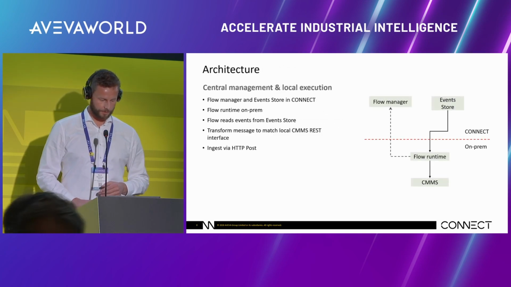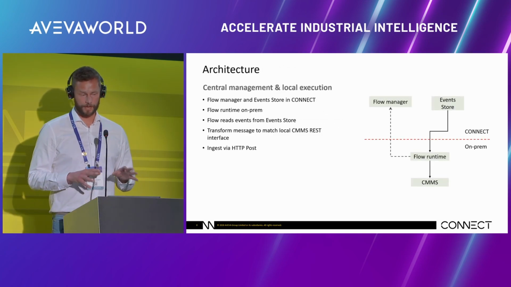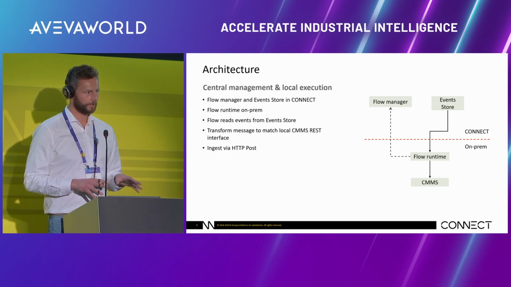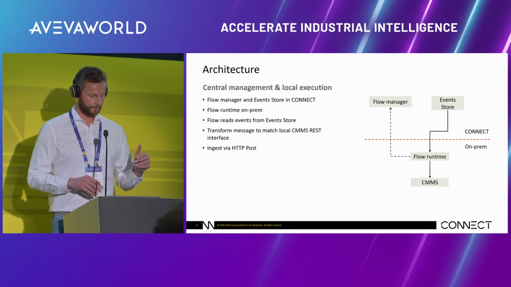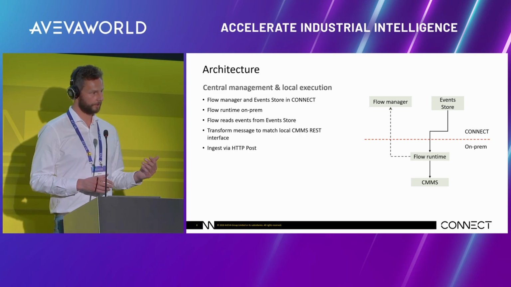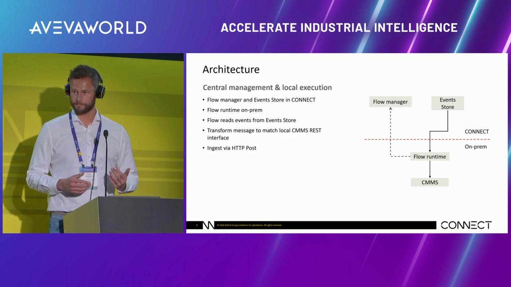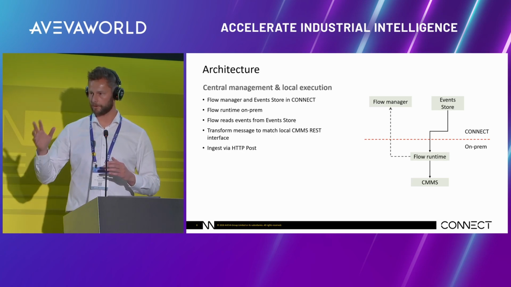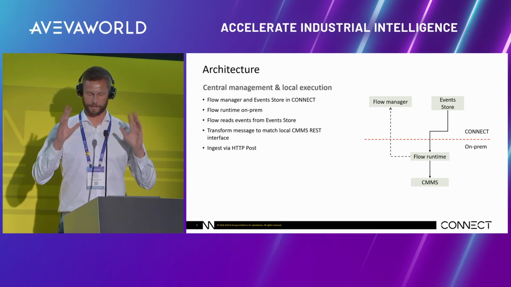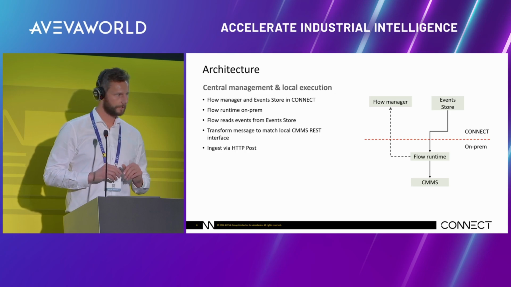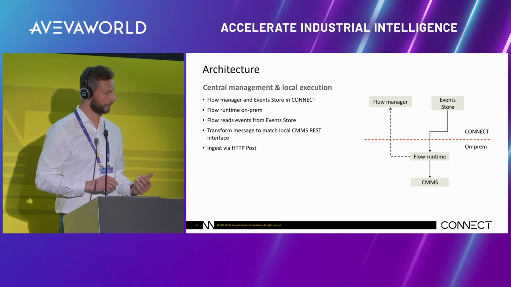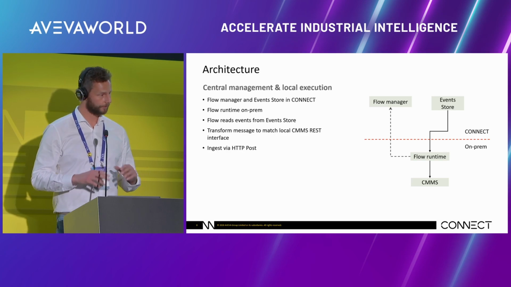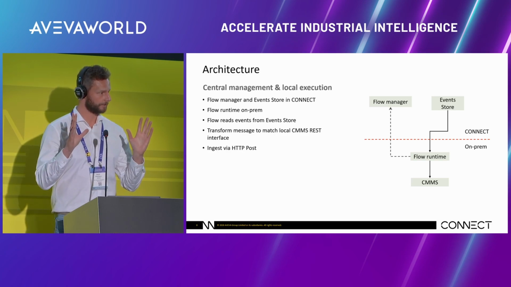So I mentioned at the beginning that we will talk a little bit about the architecture, and I think this is important to really understand the concept and how this all fits together. First of all, we have the first component that we talked about, the flow manager that lives in Connect. You have a login, a single sign-on, you do the integrations, that's this part of the solution. What we have in Connect as well is the event store, and that is our data source in that sense. So these two components are in the cloud environment.